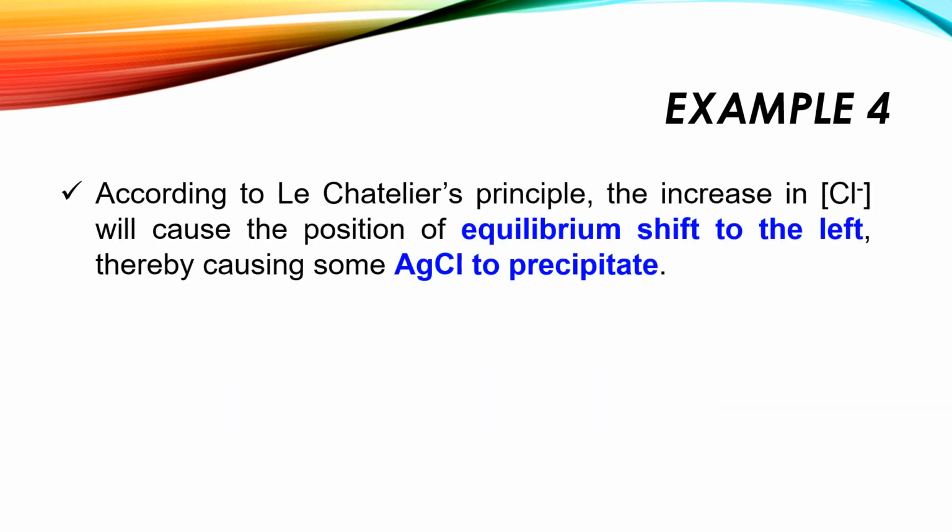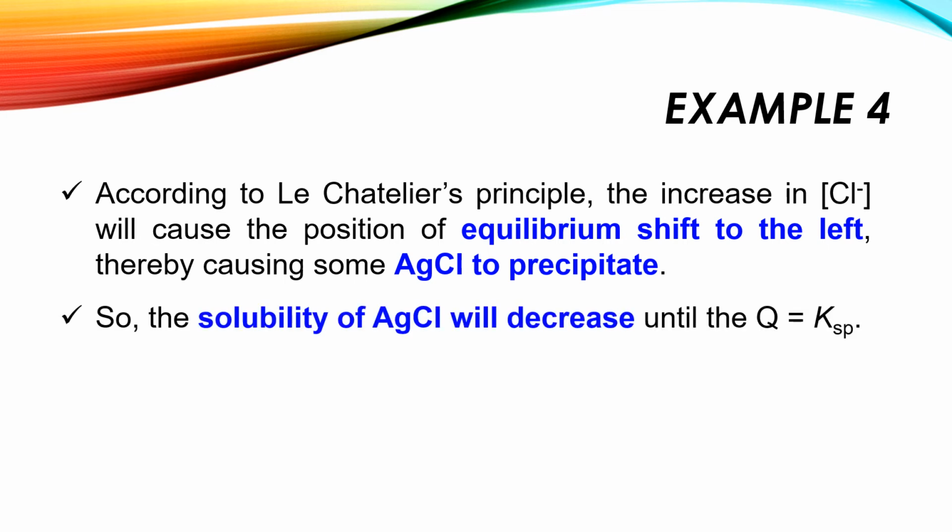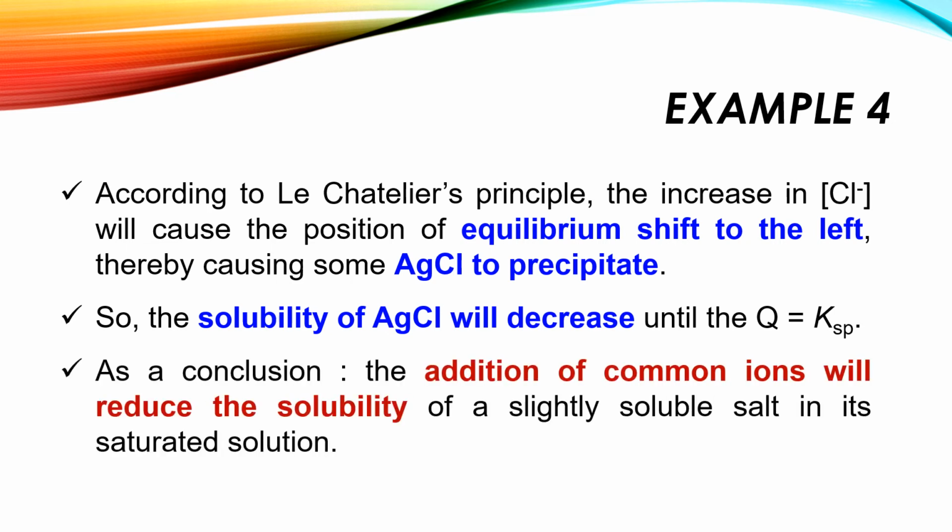According to Le Chatelier's principle, the increase in the concentration of chloride will cause the position of the equilibrium to shift to the left, thereby causing some of the silver chloride to precipitate. So, the solubility of silver chloride will decrease until Q equals Ksp. As a conclusion, the addition of a common ion will reduce the solubility of a slightly soluble salt in its saturated solution.